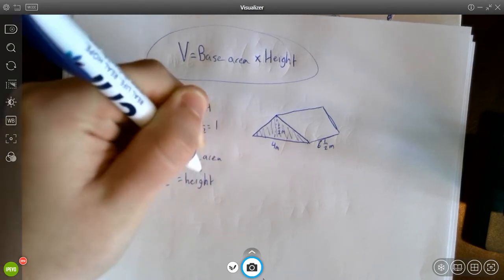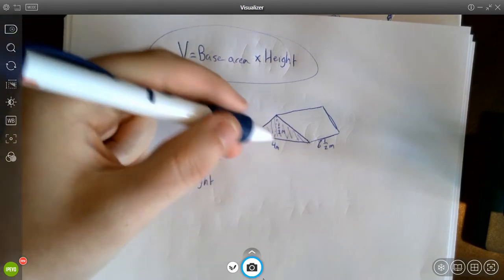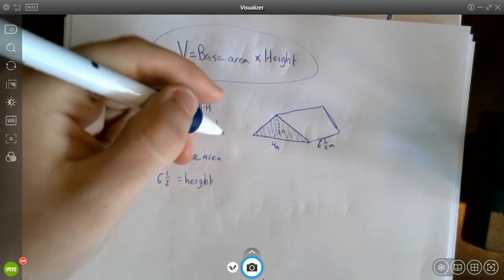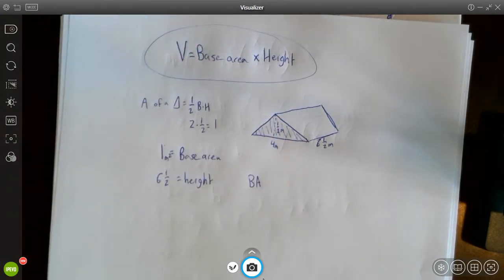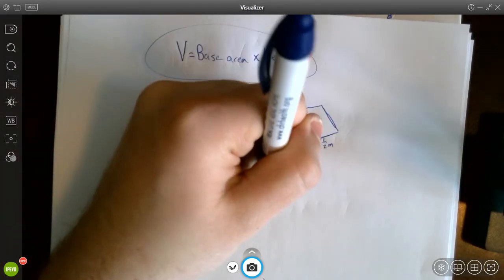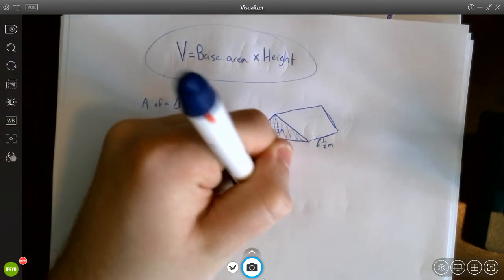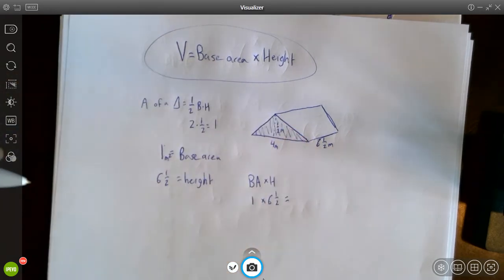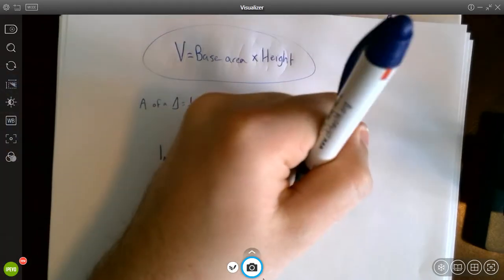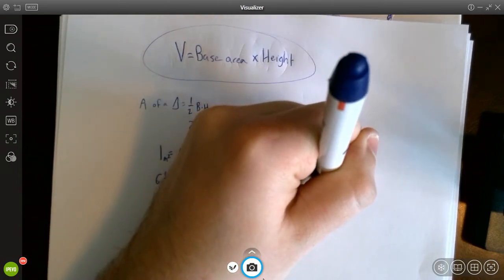Because we want to imagine this as if it was this shaded piece that was on the ground, instead of the piece that it's laying on right now. So if we follow our formula, I'm just going to use BA for base area. BA times H. BA is 1. Our height is 6.5. Then the volume of this is 6.5 meters cubed.